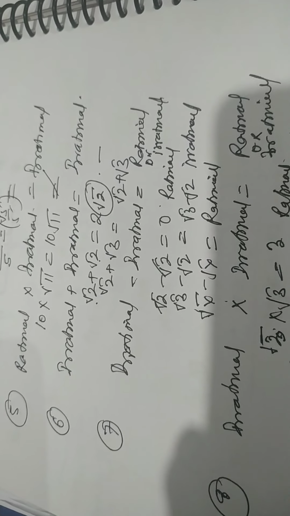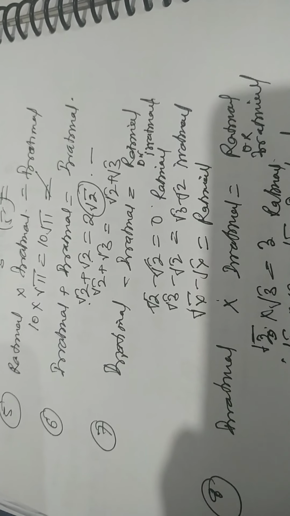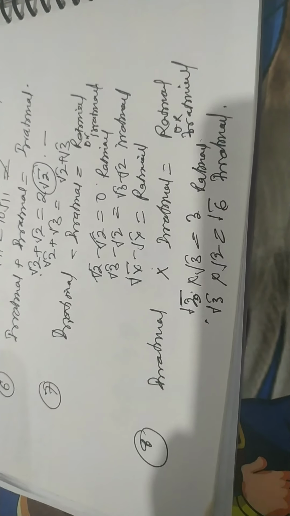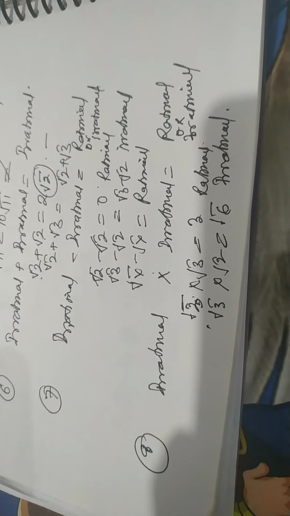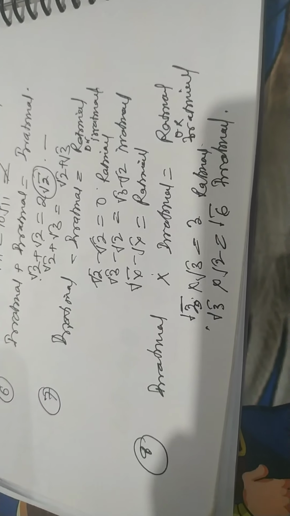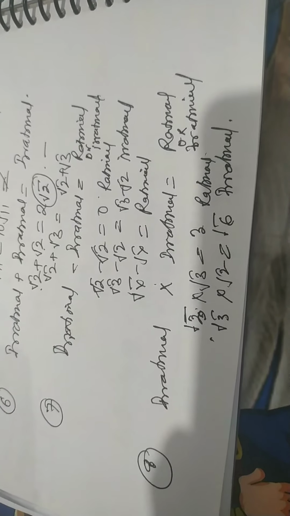Irrational minus irrational may be rational or may be irrational. If the same kind of irrational numbers are subtracted, then the answer is a rational number. And if different kinds of irrational numbers are subtracted, then the answer is always irrational. Irrational multiplied by irrational may be rational or irrational. That means if the same kind of irrational numbers are multiplied, then the answer is rational, or if different kinds of irrational numbers are multiplied, then the answer is irrational.